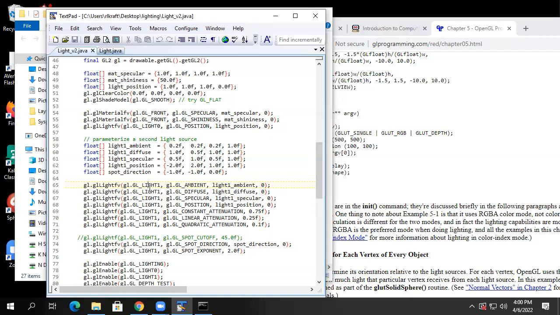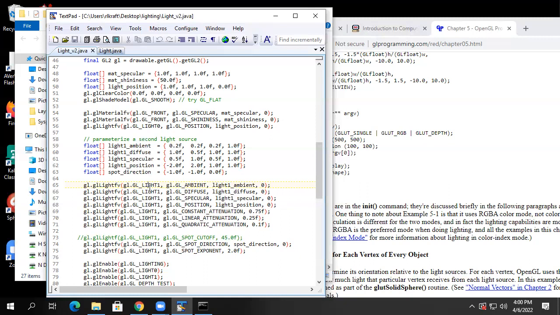It's actually set up as a quadratic formula. Notice how in OpenGL, you do nothing but set constants. You don't do any programming. A quadratic formula is AX squared plus BX plus C. That's the formula for how light attenuates.